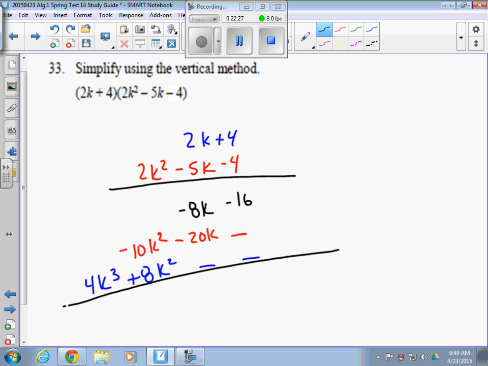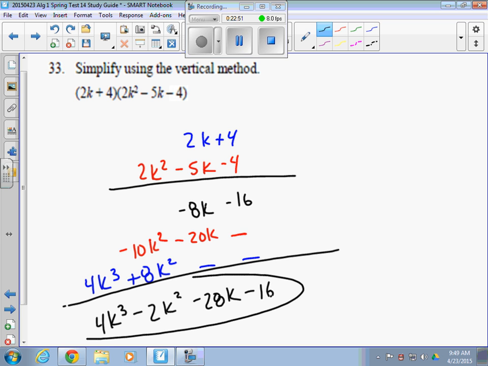We'll combine these. Negative 16 doesn't combine with anything. It's the only constant term. Negative 8k and negative 20k is negative 28k. Negative 10k squared and positive 8k squared is going to be negative 2k squared. And then there's only one k to the third. It doesn't combine with anything. 4k to the third. Here is your polynomial when you multiply those two polynomials together. 4k to the third minus 2k squared minus 28k minus 16.